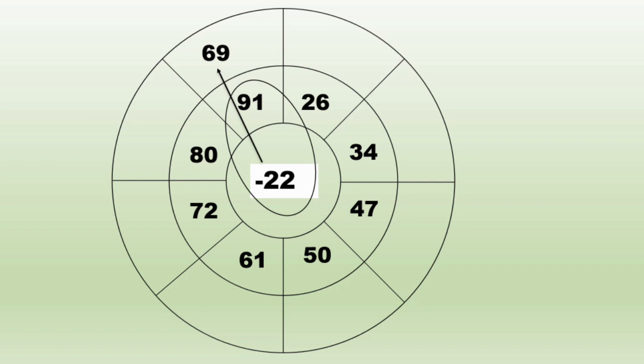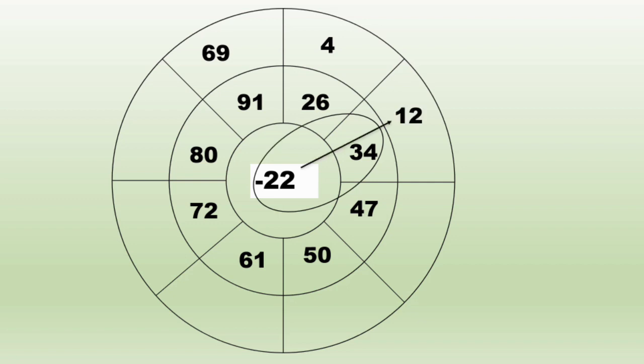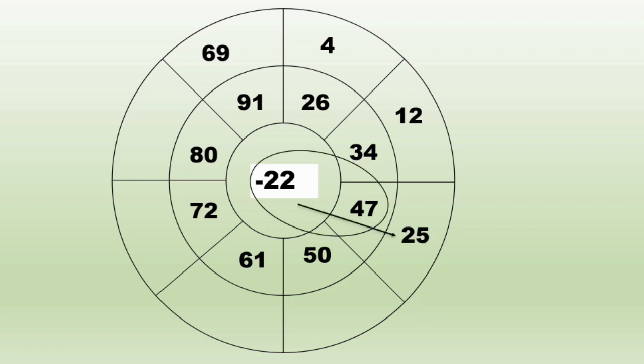Now subtract 22 from 26. 26 minus 22 is equal to 4. 4 is the answer here. Now 34 minus 22 is equal to 12. Write 12 here. Now 47 minus 22 will be equal to, yes, you are right, it is equal to 25.